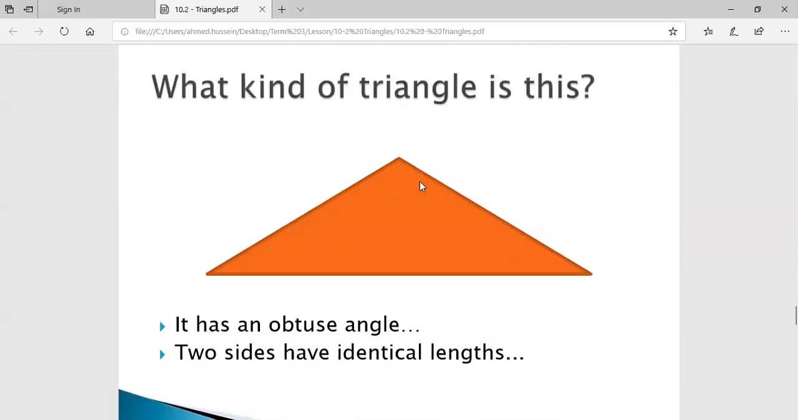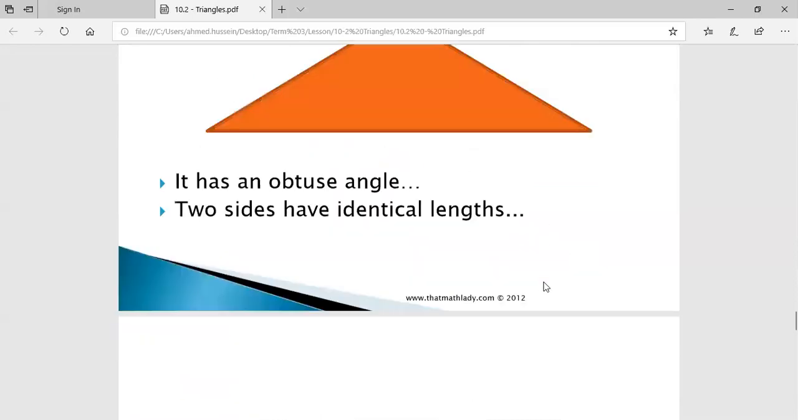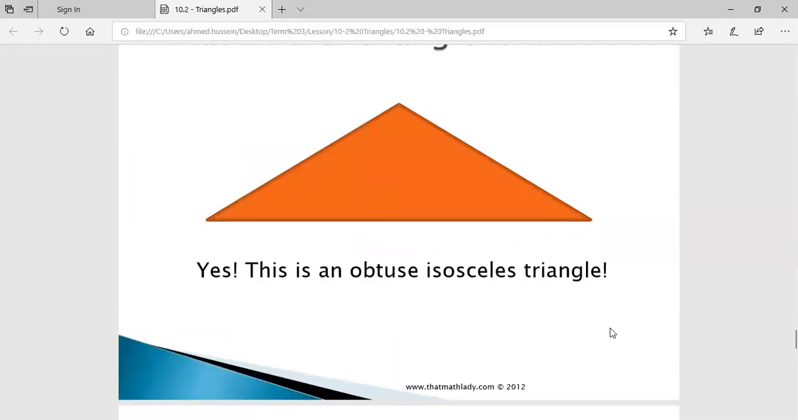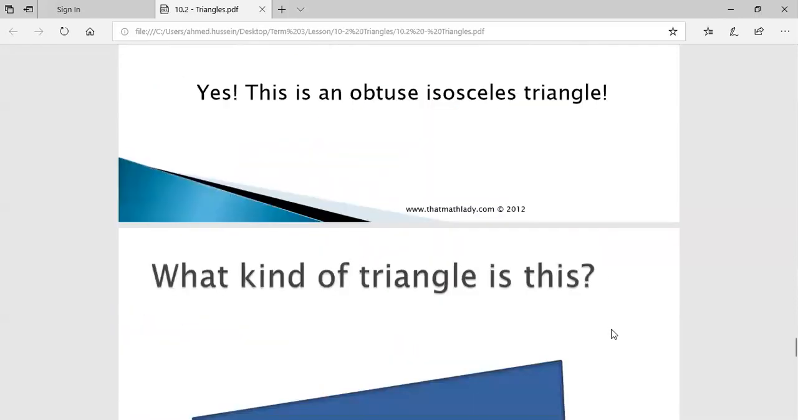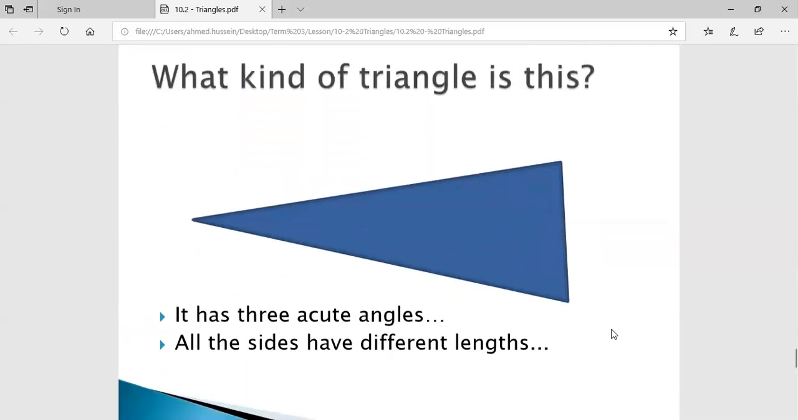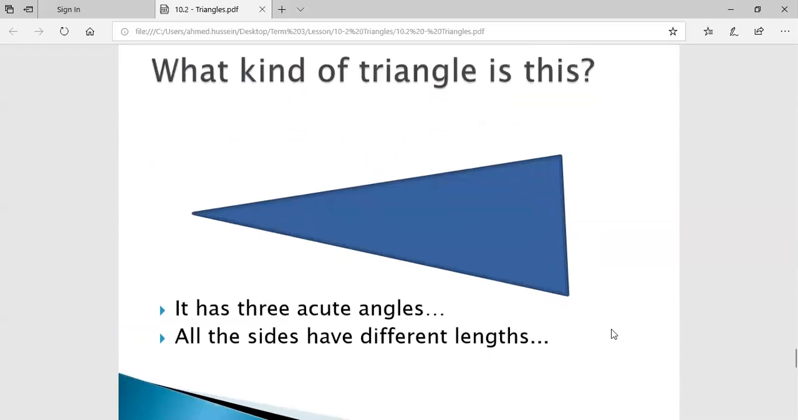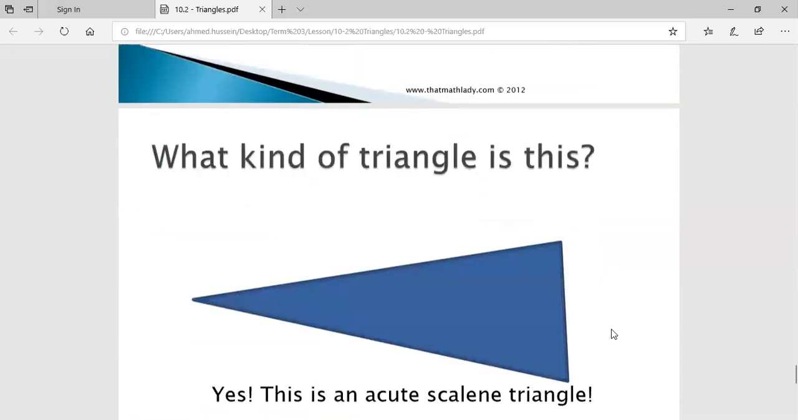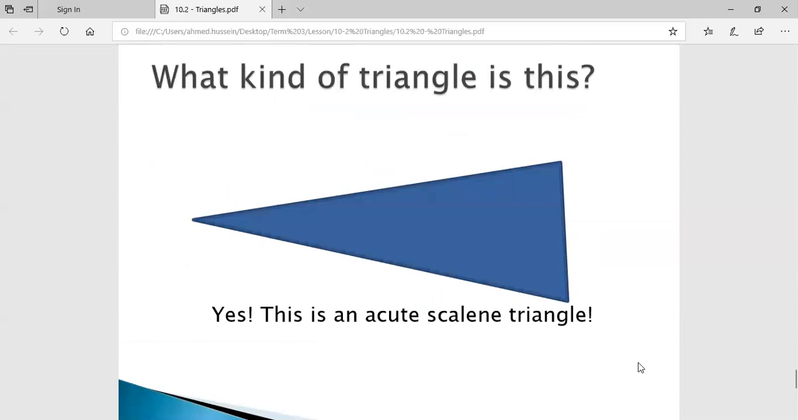This one contains an obtuse angle, and it has two identical lengths, so we call it an obtuse isosceles triangle. This one has three acute angles and different side lengths, so we call it an acute scalene triangle.